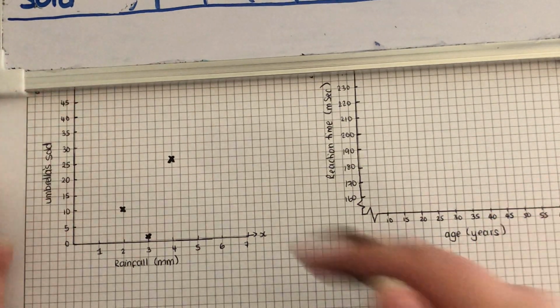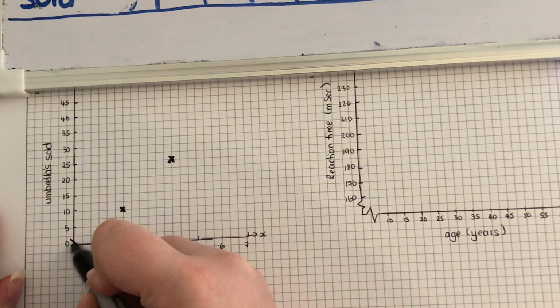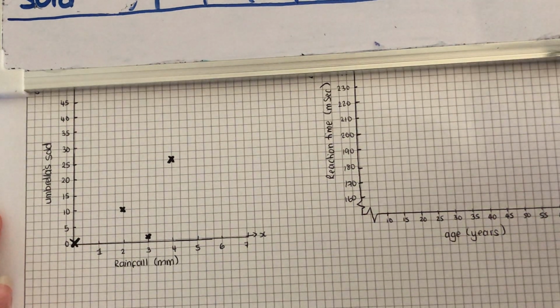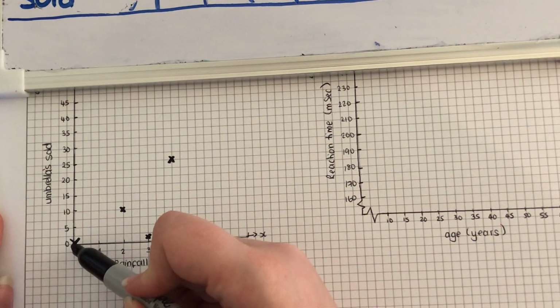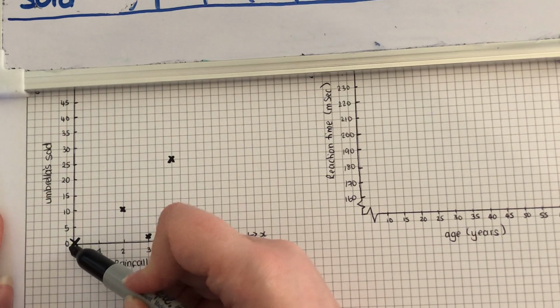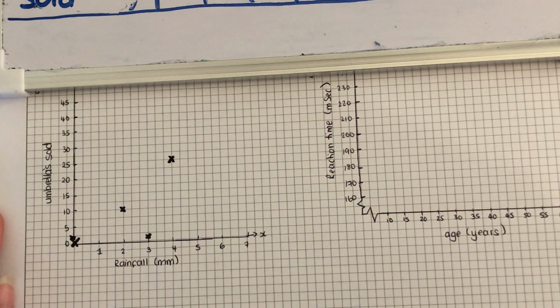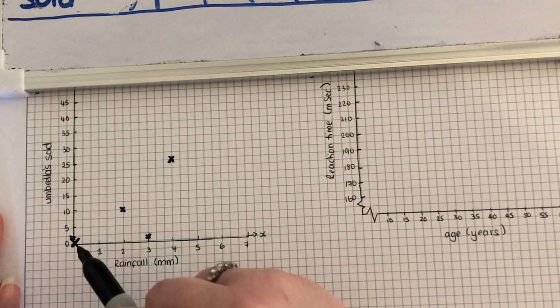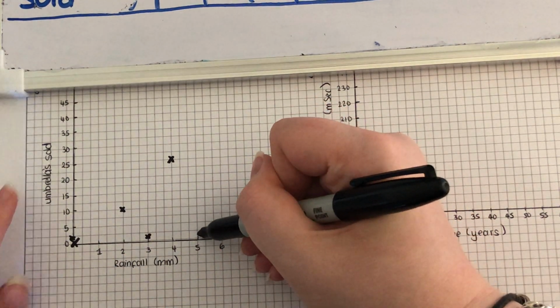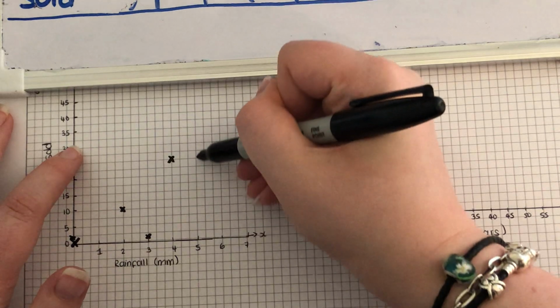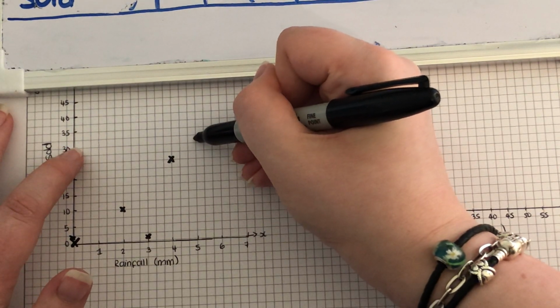Next one is 0, 0, so that's just going to be in the corner. Then it's 0 and 1, so 0 means you don't go any across, but then you're going to go 1 up, so very close together. Then it's 5 and 32, so 5 across and 32 high, about there.